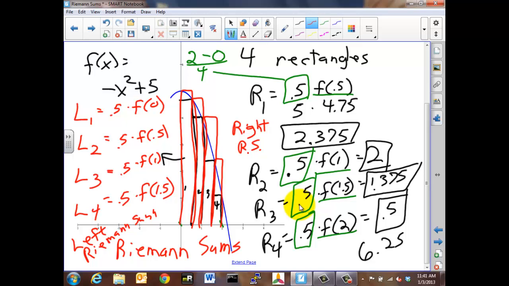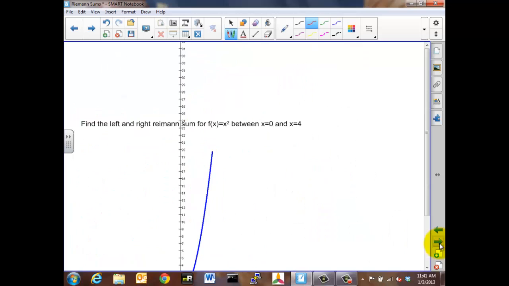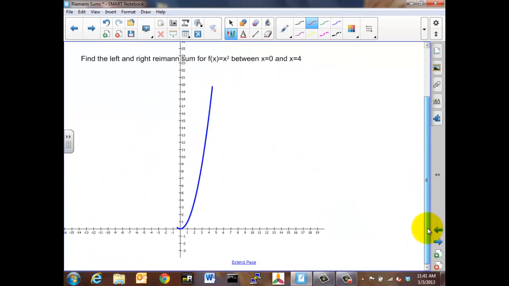Actually, I don't think we have to have 1,000,000. I think about 100 will do it. Gets a real close estimate to what it is. So that's the basic premise of what Riemann sums are. Now, do your notes look like this next?